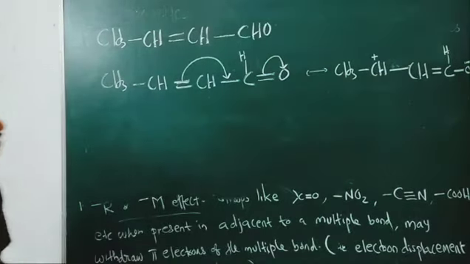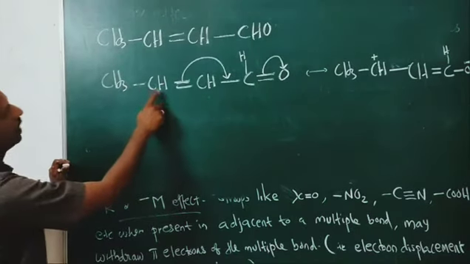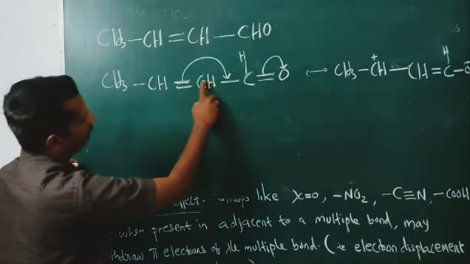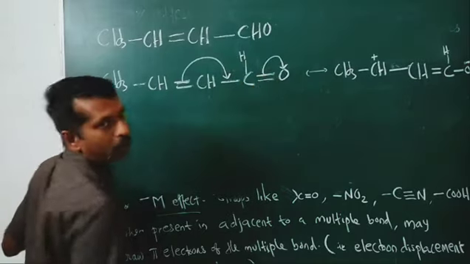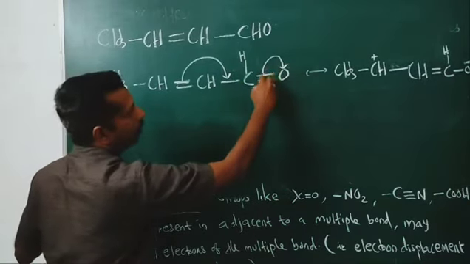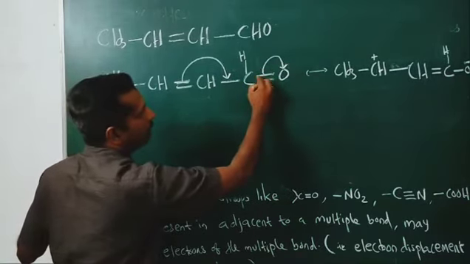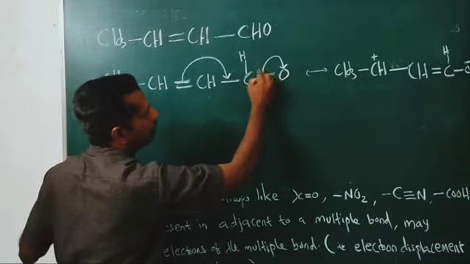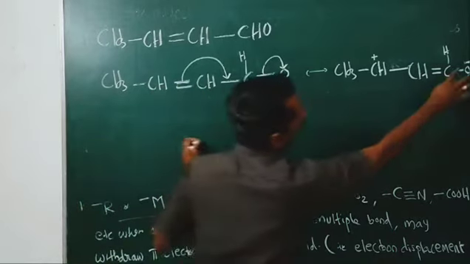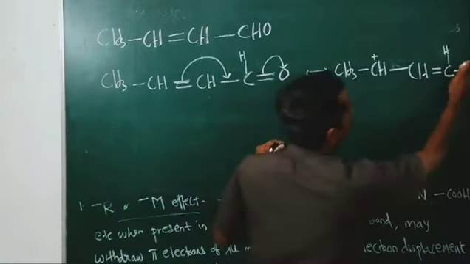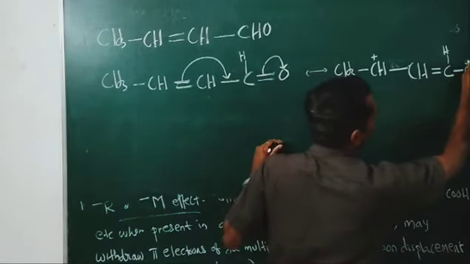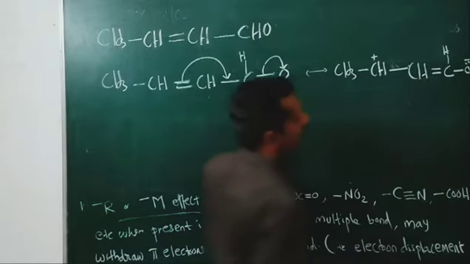Once again, look at it here. CH3, CH double bond, CH single bond, CH double bond O. Oxygen is more electronegative. It will attract these pi electrons. These pi electrons will be shifted to oxygen. Then oxygen is getting a negative charge. Of course, you can show it like this: a pair of electrons and a negative charge on oxygen.